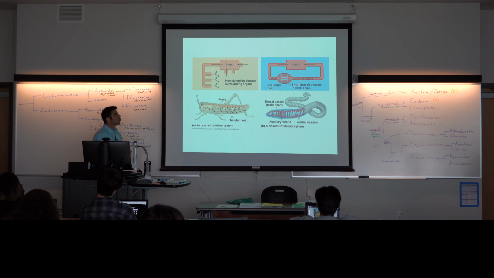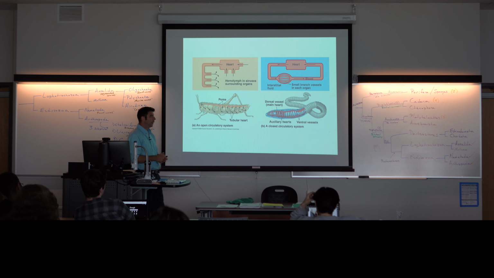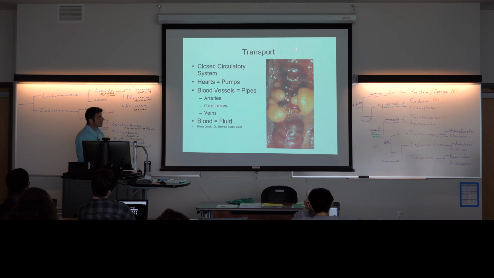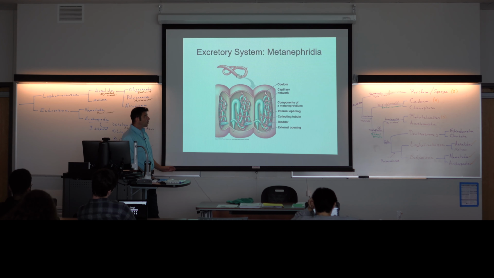So the fluid in an open circulatory system is called hemolymph, where the fluid in a closed circulatory system is called blood. So back to this picture, we can see the closed circulatory system. Those are blood vessels with blood running through them. Again, blood is the fluid that is enclosed in these vessels. Just a preview to stuff that we're going to see on Wednesday.